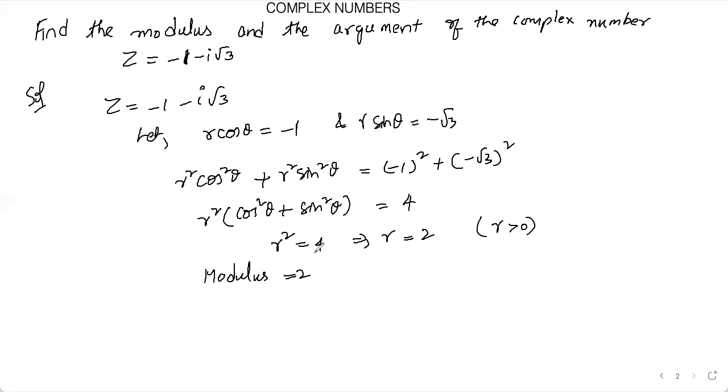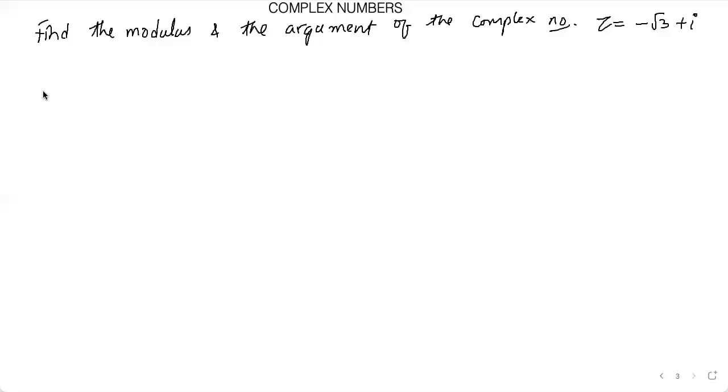Now since both sine theta and cos theta are negative, and they are negative in the third quadrant, the argument will be minus of pi minus pi by 3, which is equal to minus 2 pi by 3. So let us find the solution.